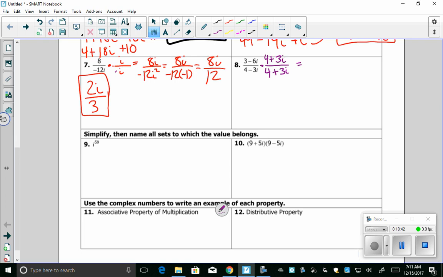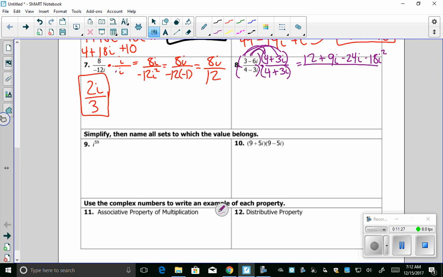And because I multiply the bottom by the conjugate, I also have to multiply the top. I now use the full method for both. 3 times 4 is 12. 3 times 3 is 9, but there's an i on the end, so don't forget your i. Negative 6i times 4 is negative 24i. And then negative 6i times 3i is negative 18i squared.